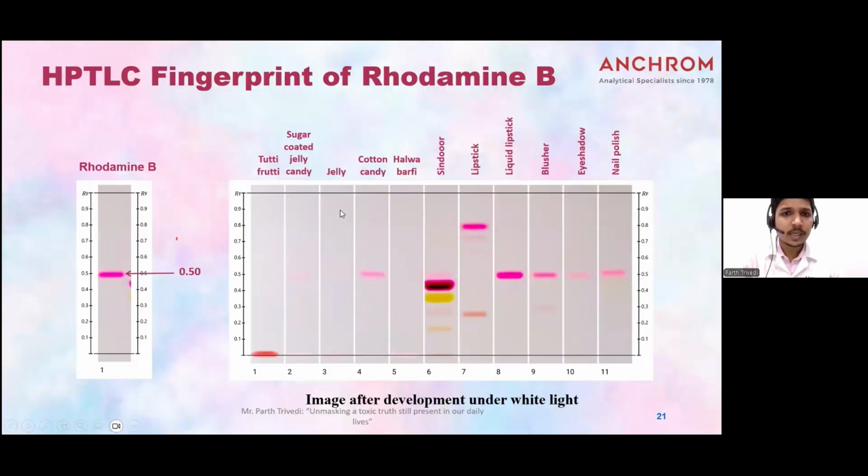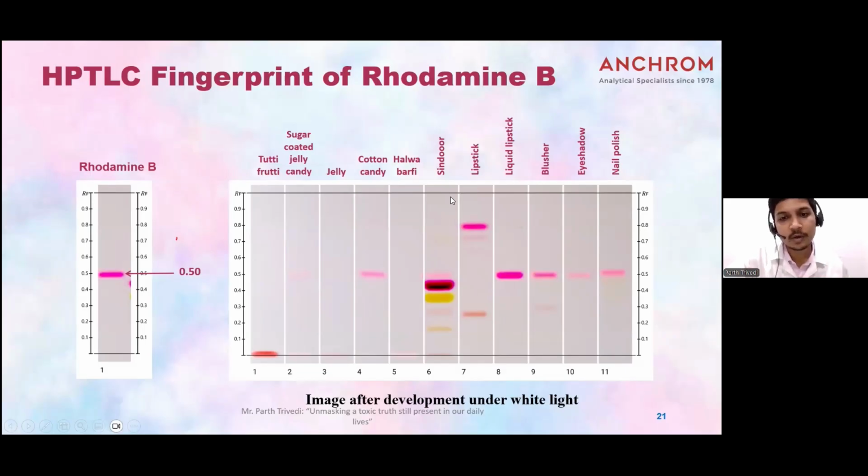After that, you can see the jelly, a small pack of jelly. It does not contain any rhodamine. After that, the very famous cotton candy, where a person comes to the roadside, rings the bell, and sells cotton candy in pink color. It shows rhodamine in a lesser amount. But yes, there is a presence of rhodamine where it is already banned, while it is not present in halwa barfi.